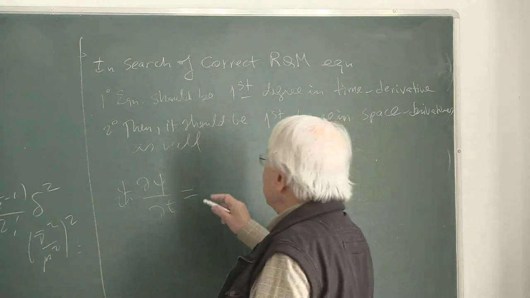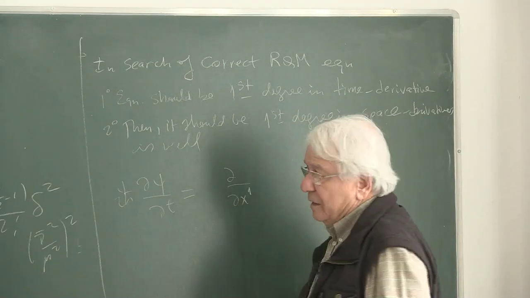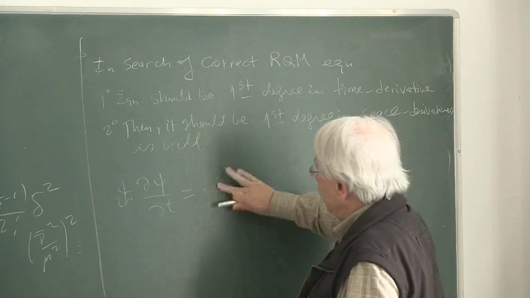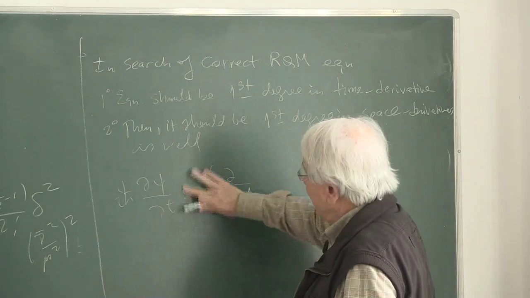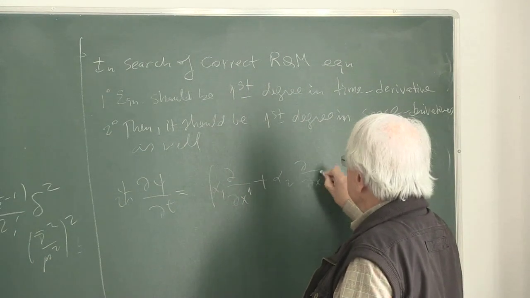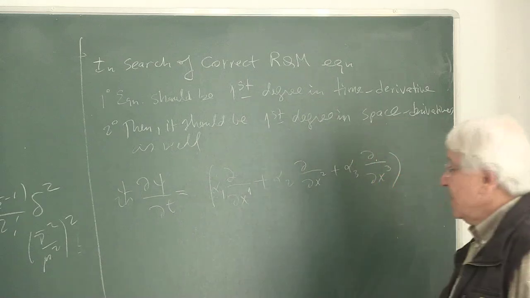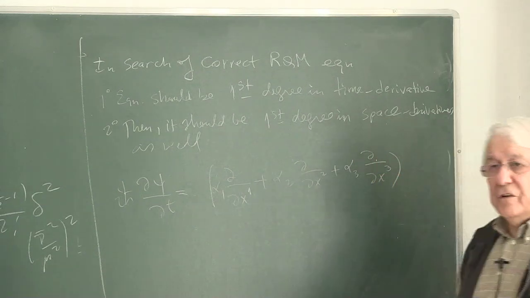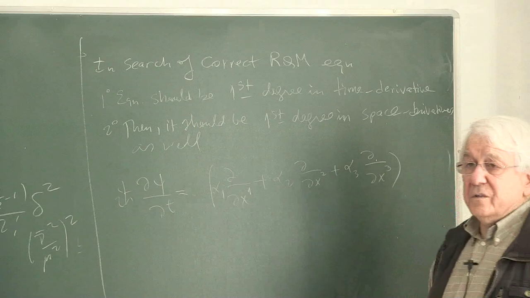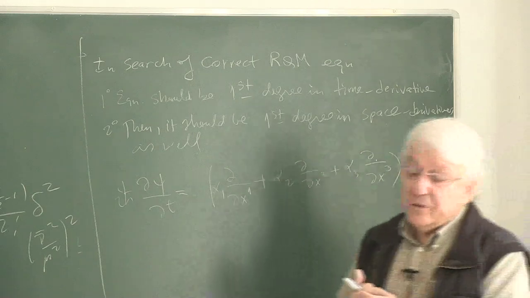And I'll do the same on the right-hand side. Well, first of all, we'll have d by dx1, and let's put a constant in front. Plus alpha 2 d by dx2, plus alpha 3 d by dx3. Here are the first degree space derivatives. As they are first derivatives, obviously they are to be multiplied with constants, nothing else. But what is the nature of those constants? We don't know yet. Let's proceed.